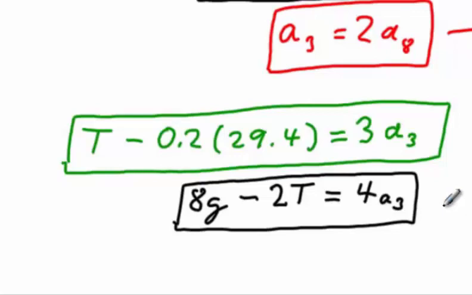Here, 4 times A3 is the substitute for 8 times A8. We now have two equations in two unknowns, and although the tensions have followed the usual principle that each tension should appear once with a plus sign and once with a minus sign, we see that we have twice T in the black equation and 1 times T in the green equation.